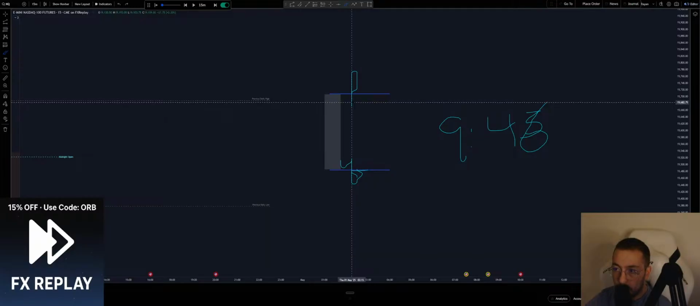So yeah, we close above the range. We place a limit order here for longs, limit order for shorts, and then that is our entry. That's the trigger. Now the stop loss. What is the stop loss?